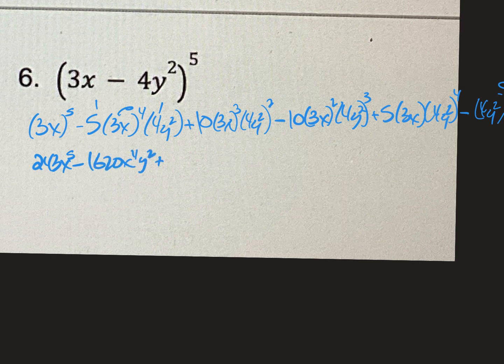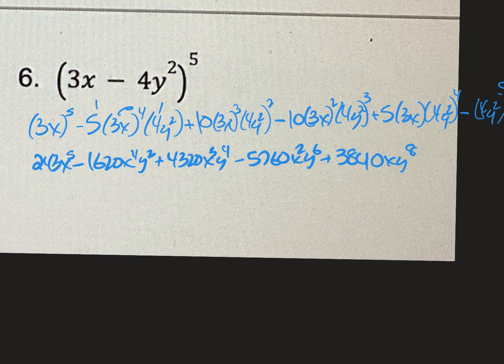Now I'm doing 10 times 3 cubed times 4 squared, and I'm getting 4320. And now I have x cubed and y to the fourth. Be careful with your y there. Then I'm going to go 10 times 3 squared times 4 cubed, and I'm getting 5760. These are random numbers. x squared y to the sixth. Plus, here we go again, 5 times 3 times 4 to the fourth, and I'm getting 3840 x y to the eighth.